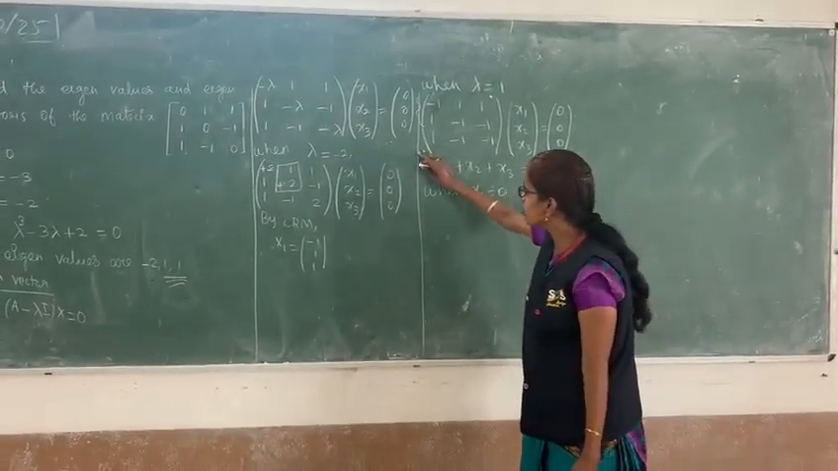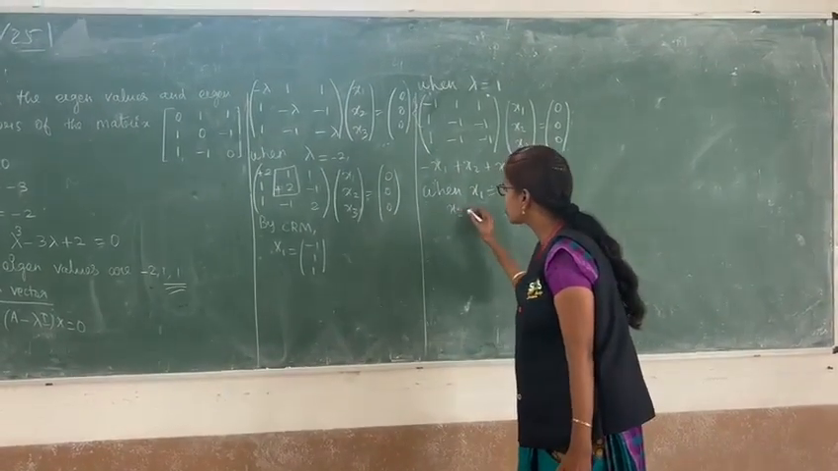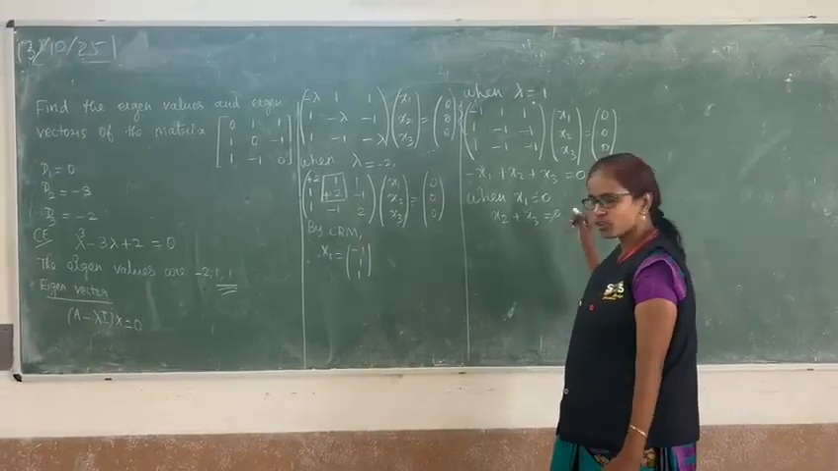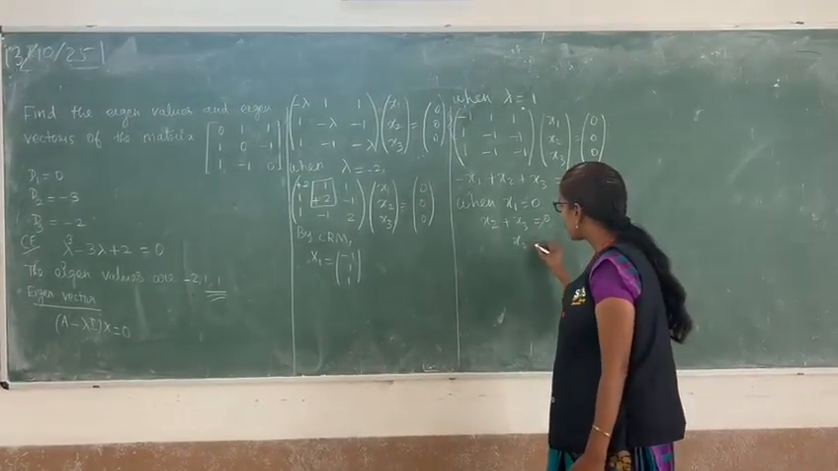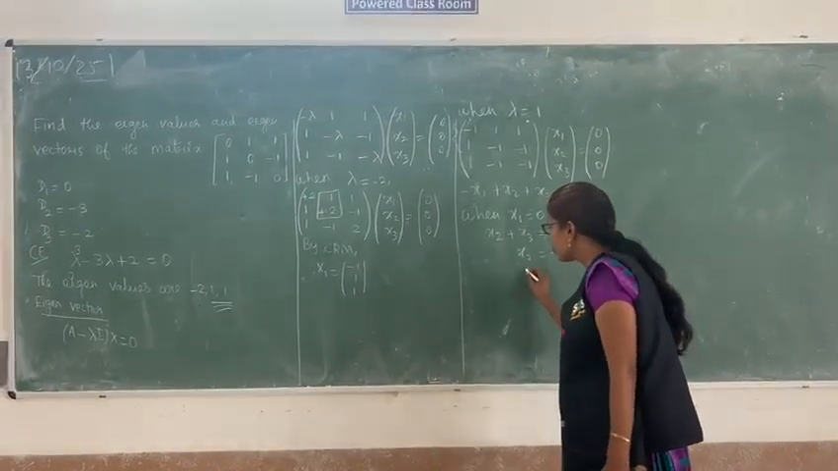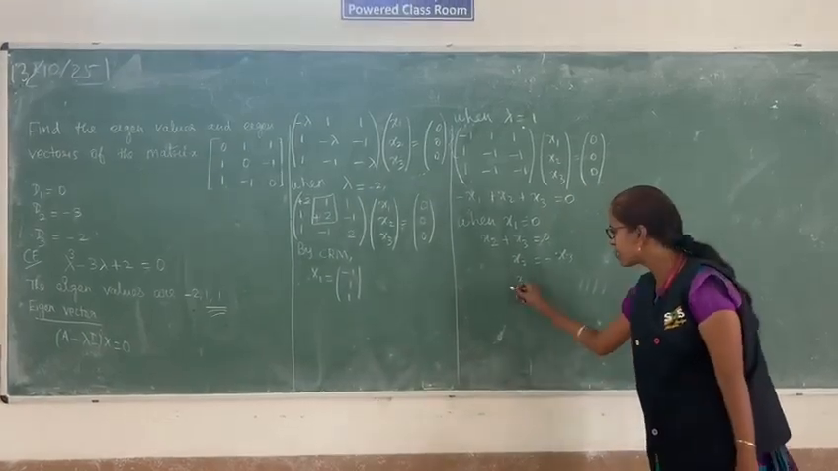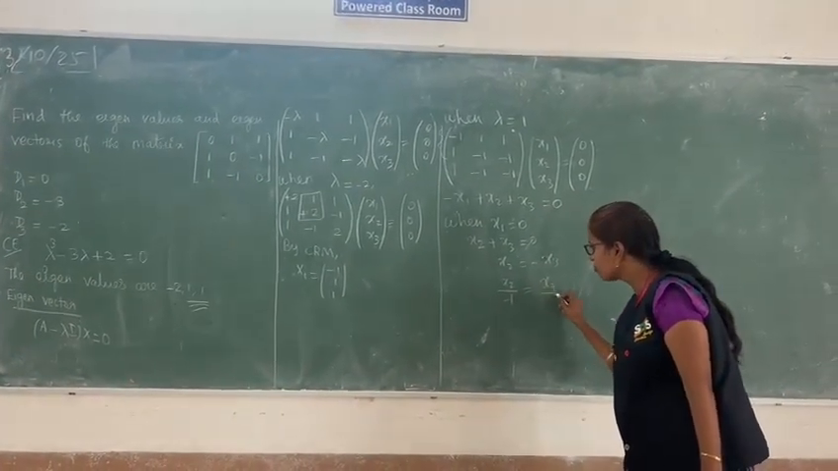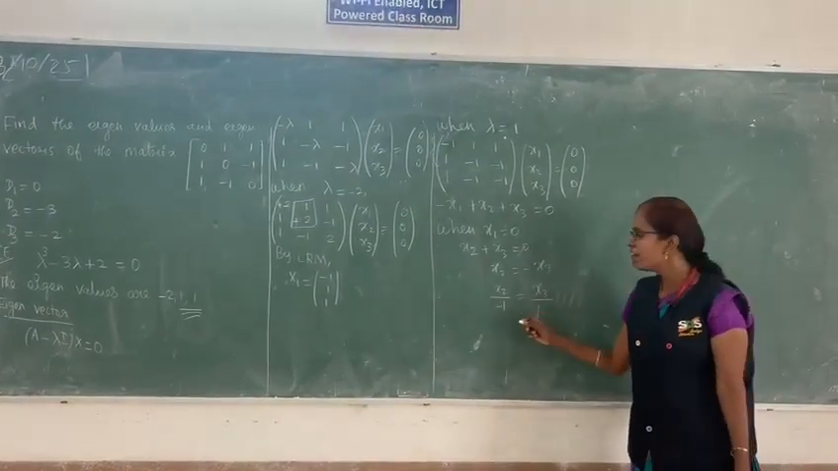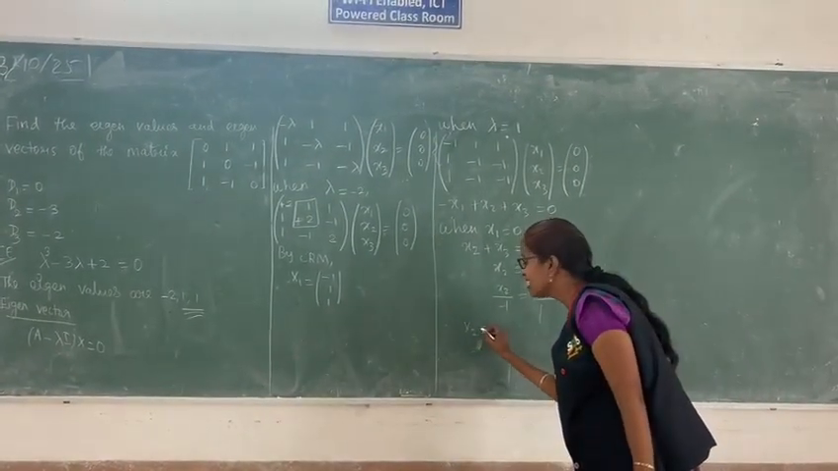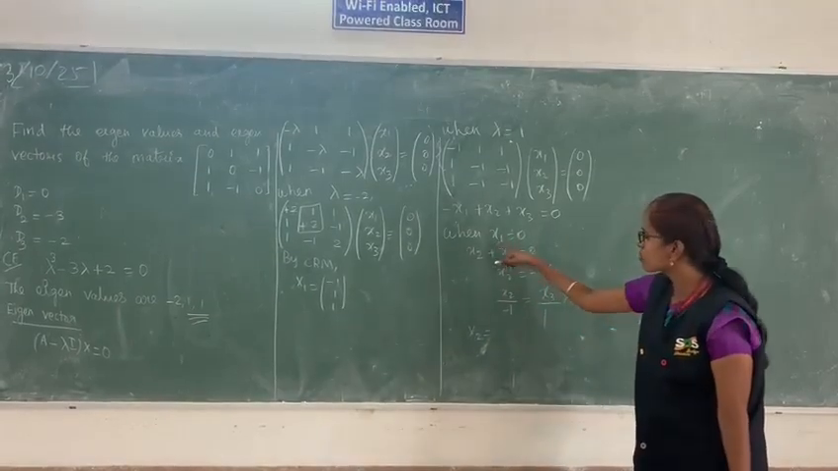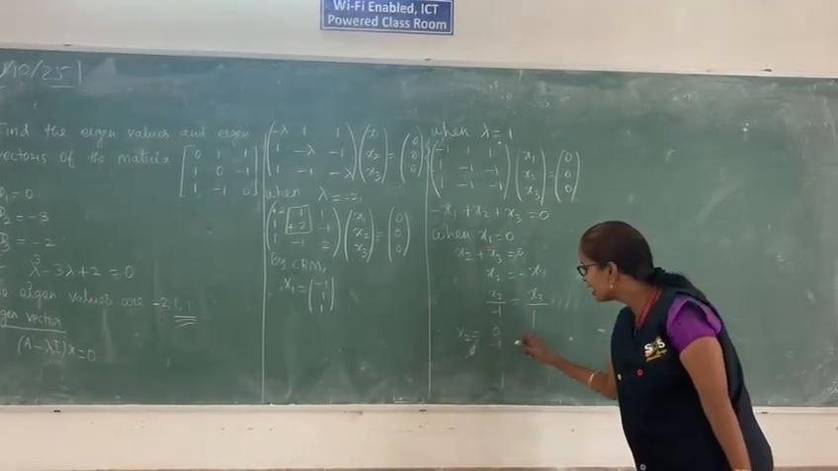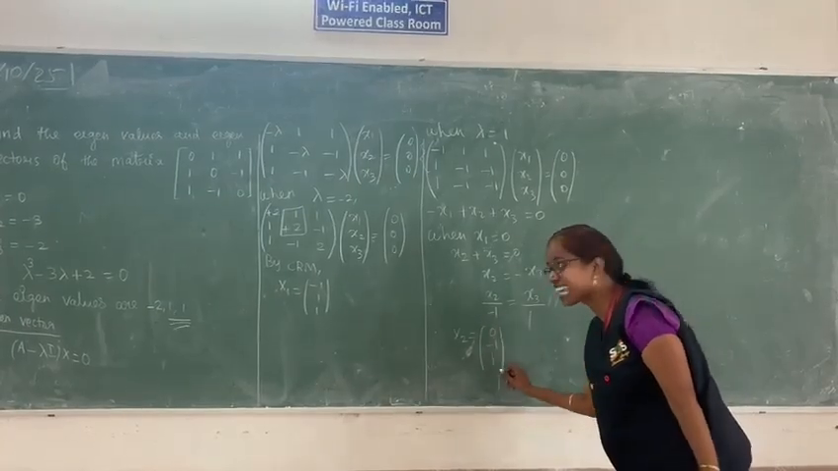Yes, just substitute here. So we are going to get x2 plus x3 equal to 0, and bring this x3 to the right. So x2 equal to minus x3, and we need to write it in ratio form. That means we just bring this value to the left, so we take the form like this. Okay, finally we are going to write the eigenvector matrix. First write the x1 value, which is 0. Second value is minus 1 and third value is 1. So this is the second eigenvector.